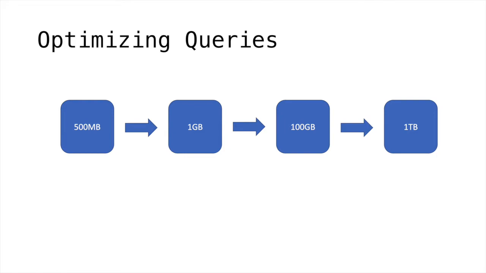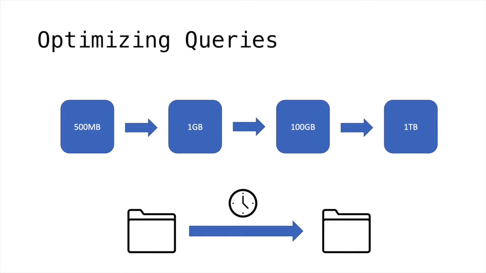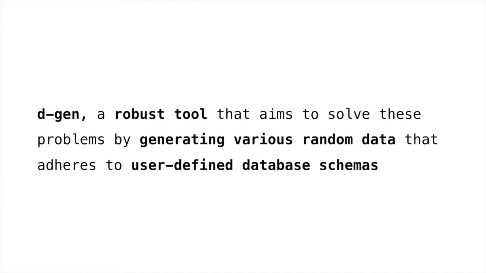For example, a query might run fast on a small database with positive integers, but how about on a larger database, or on negative integers? Additionally, the larger the database, the more inconvenient it is to download or distribute, especially if working with others. This summer I built dgen, a robust tool that aims to solve these problems by generating various random data that adheres to user-defined database schemas.